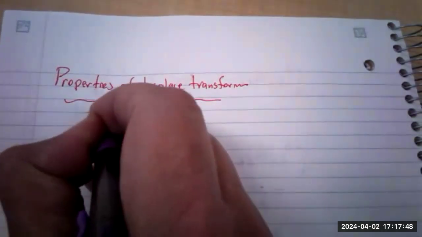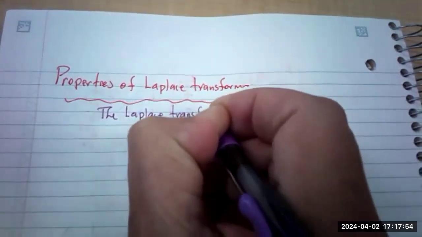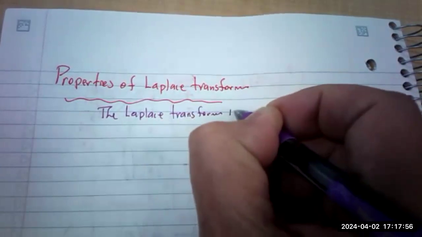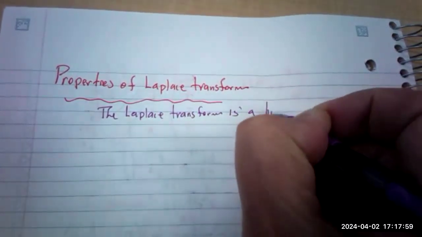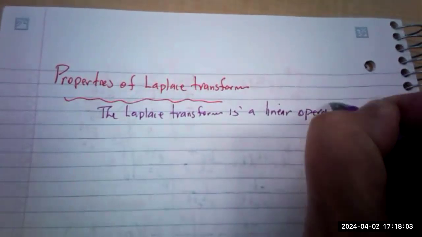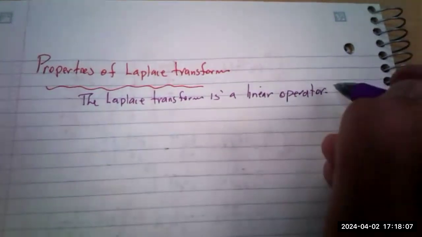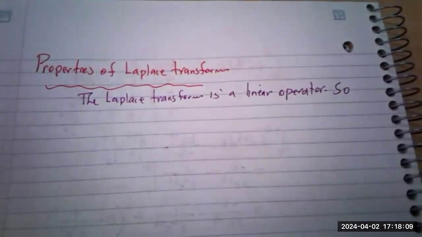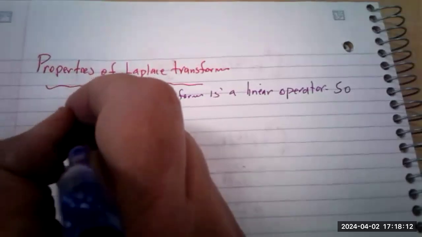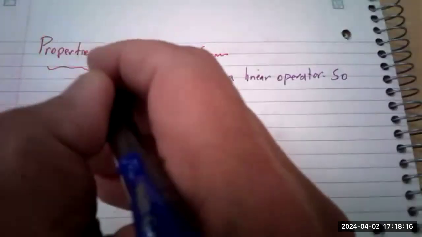So the Laplace transform is a linear function or operator. When you say operator, it means linear. This means we have two properties. First one, you have a scalar multiplication of the function.